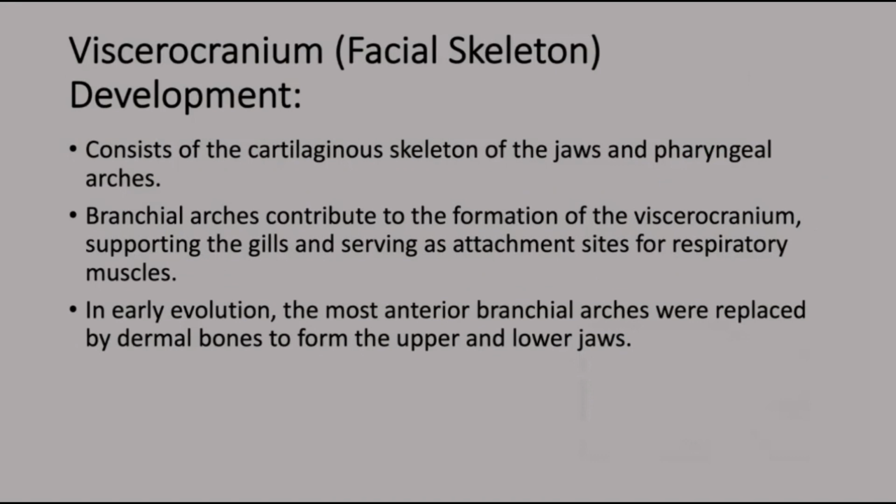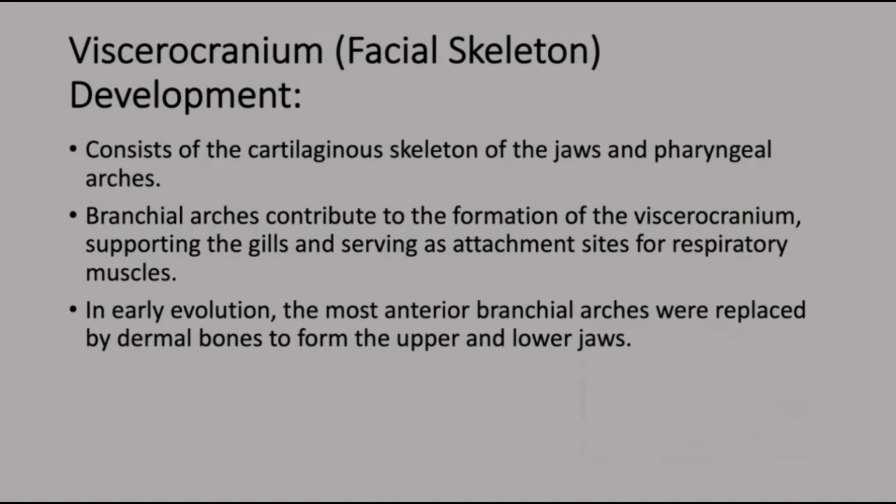Now, the visceracranium, how is it formed? Well, first of all, we said that it's part of the jaws and the pharyngeal arches. Pharyngeal arches, you could say pharyngeal arches, or you can say branchial arches. It's fine. But when we say branchial arches, actually, we are more so referring to the fishes. So the branchial arches contribute to the formation of the visceracranium, and they support the gills.